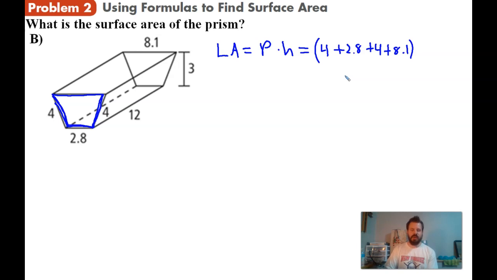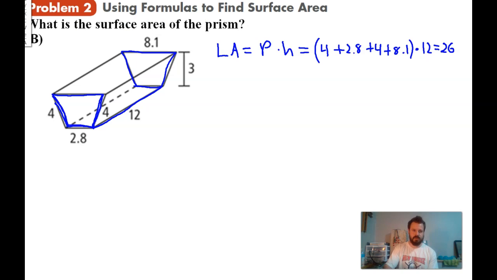And then we're going to multiply that by the height of the prism. That's the distance between my bases. This 3 here is the height of the trapezoid. We'll get to that in a minute here. But if my bases are at the front and the back, that means the height's going to be the distance between them. So we'll say times 12.